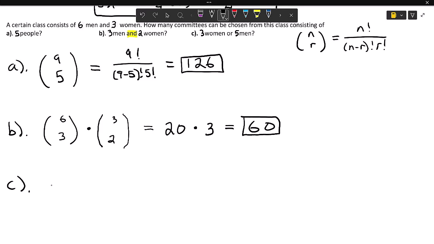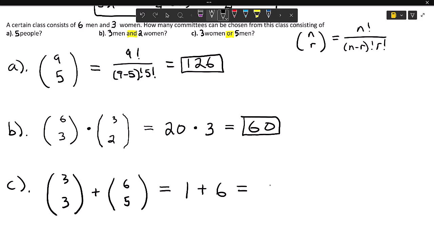And the last one says 3 women or 5 men. The keyword being or, in this case we use addition. For women, we have 3 choose 3 plus 6 choose 5. There's only one way for 3 choose 3, so that's equal to 1. 6 choose 5 is equal to 6. So we have 1 plus 6, equal to 7.